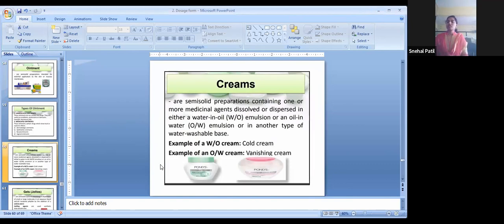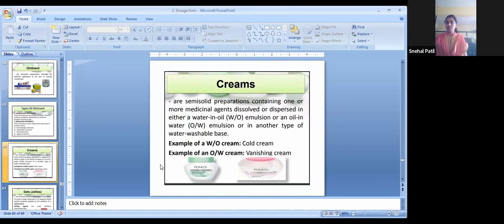Creams are solid preparations containing one or more medicinal agents dissolved or dispersed in either a water in oil (W/O) emulsion, an oil in water (O/W) emulsion, or another type of water washable base. An example of a W/O cream is a cold cream, and an example of an O/W cream is a vanishing cream.